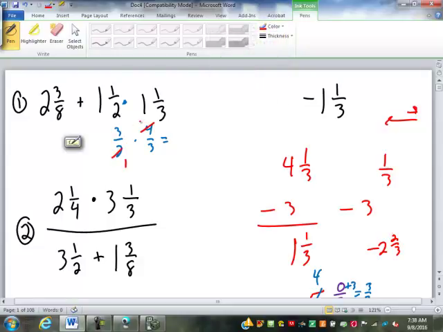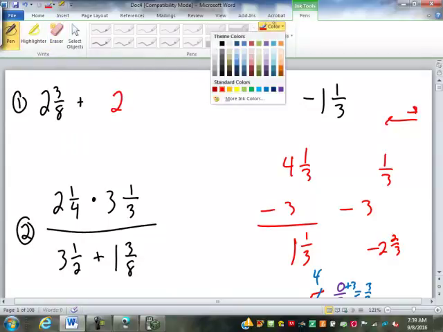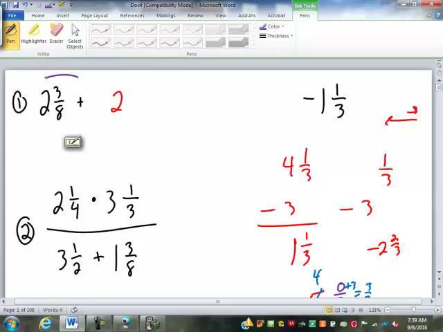2 and 4 cross cancel, give me 1 and 2. 3 and 3 cross cancel, give me 1 and 1. That ends up being just 2. So I just put 2 in there. So now I've got 2 and 3/8 plus 2 is 4 and 3/8. Plus or minus, my 1 and 1/3.